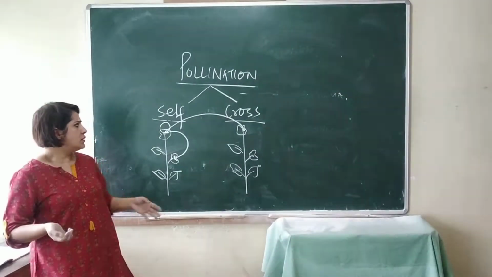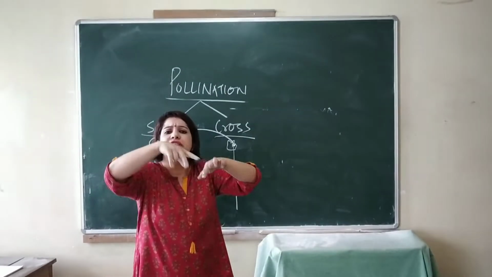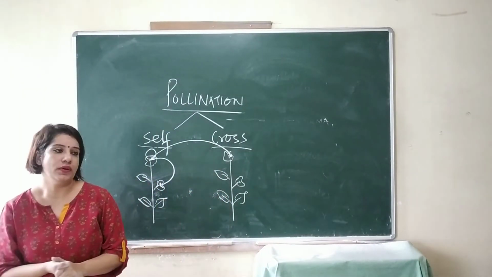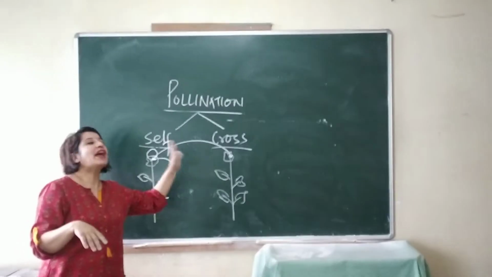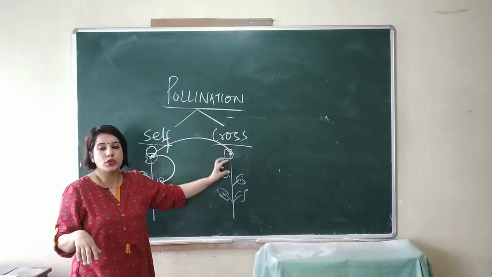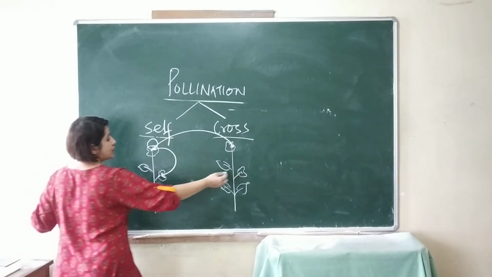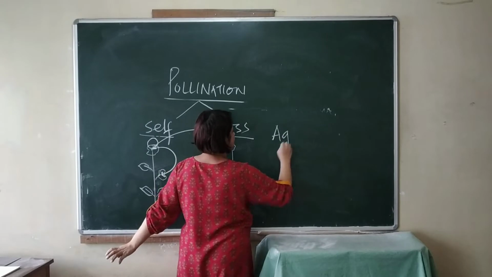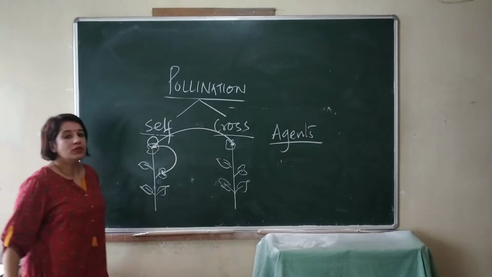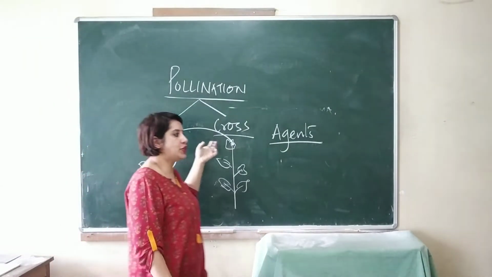Now, for cross-pollination, the pollen grains cannot walk. They cannot walk from one flower to another flower. That means something has to carry them. So the pollen grains have to be carried from one flower to another by something. We call these agents of pollination. So cross-pollination occurs through agents.